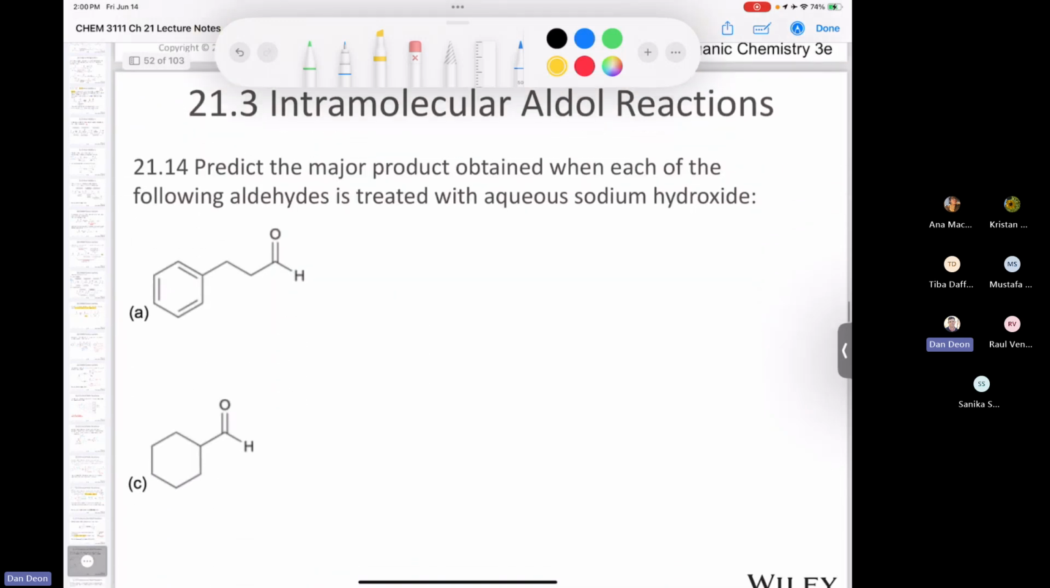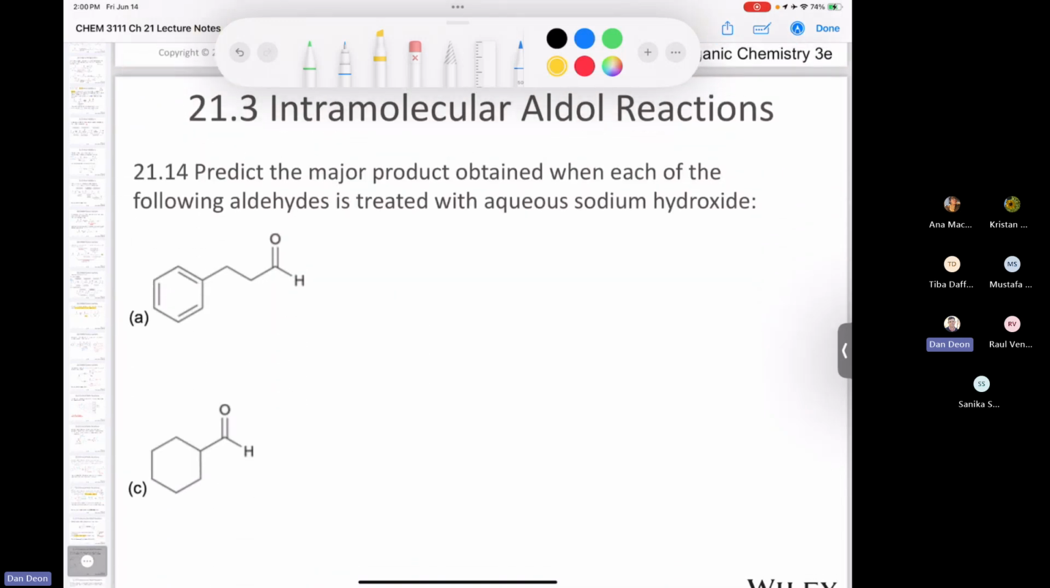So with that in mind, question 21.14 says predict the major product obtained when each of the following aldehydes is treated with aqueous sodium hydroxide. And notice that they say here no heat. So what that tells you is that these are going to be aldol addition reactions. So here's what we're going to do.